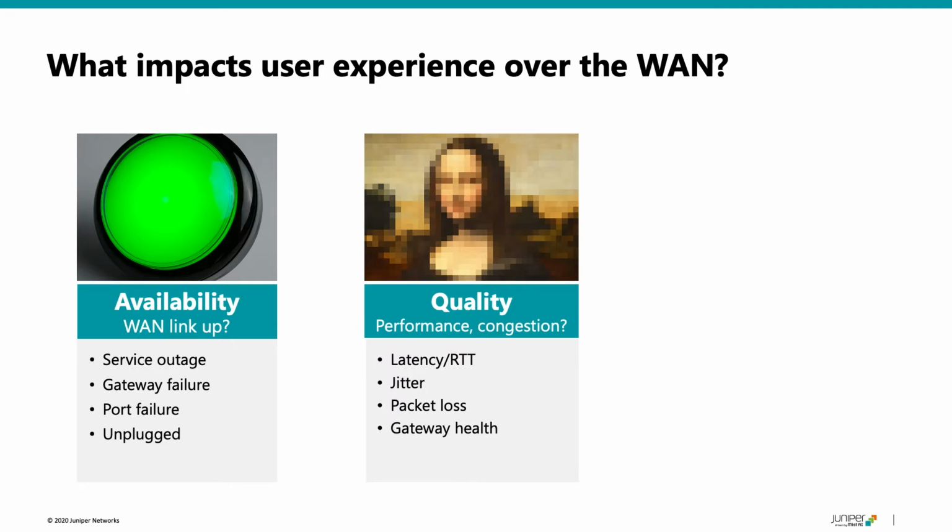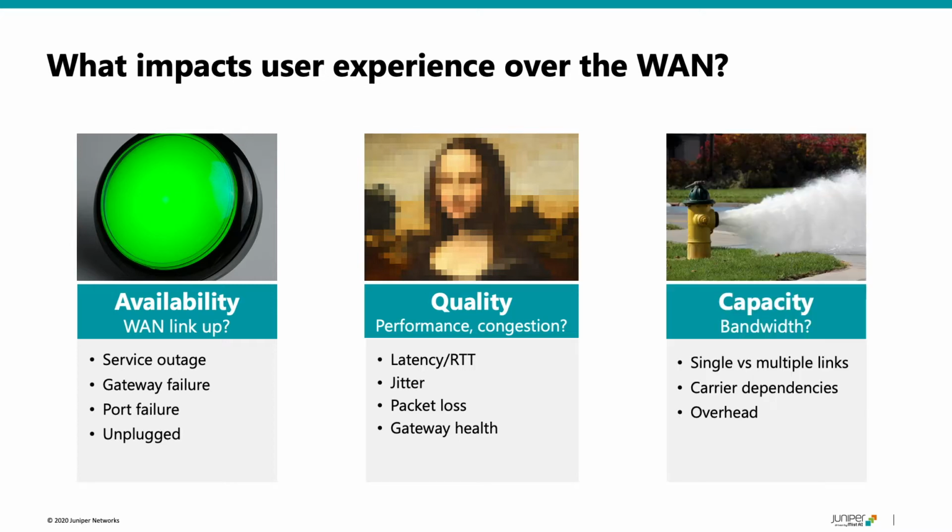Is it quality, right? Is it latency? Is it jitter? Or is it packet loss on things like the internet that can impact your user experience over the wide area network? Or is it something like capacity, which is the one that most people think of, which is your bandwidth or the number of WAN links that are deployed to support your users and your application traffic? The fact of the matter is, any or all of these can come together to adversely impact your user experience over the wide area network.